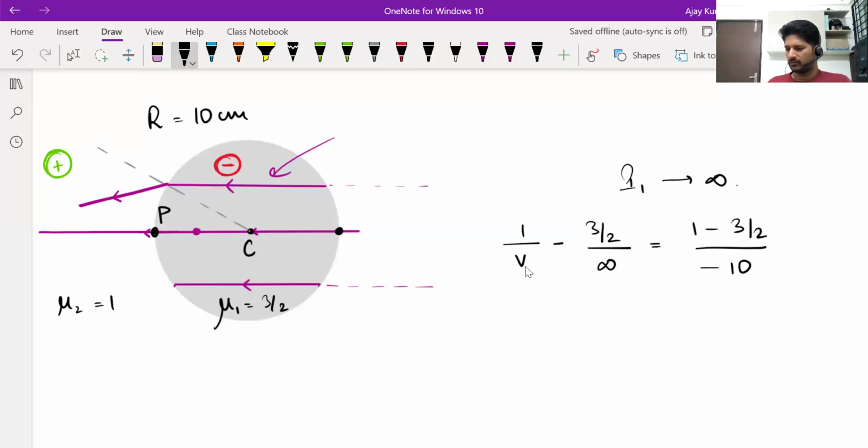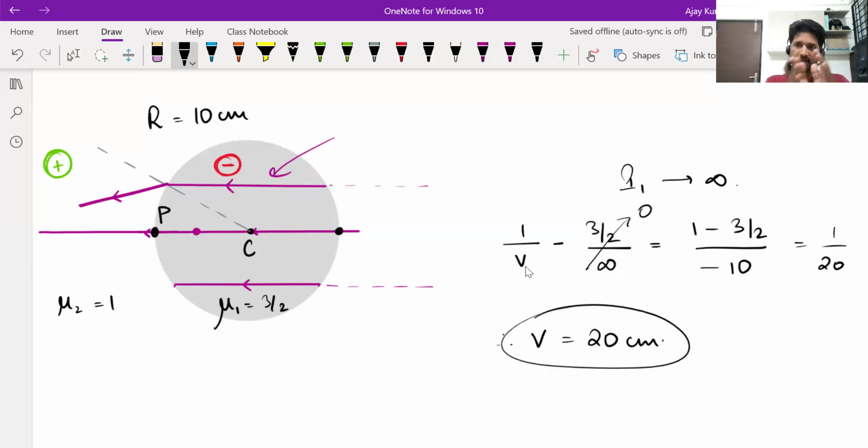Okay. Numerator 1 minus 3 by 2 is minus 1 by 2 divided by minus 10. Minuses cancel. This becomes 1 by 20. And this is 0. 1 by v is 1 by 20. Therefore, v is equal to 20 centimeters. What does this mean? We got a positive answer. For the second refraction, positive means the left side. Therefore, the final image forms 20 centimeters to the left of the glass sphere.